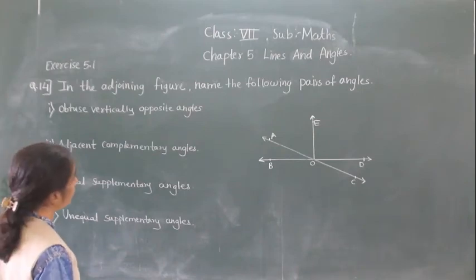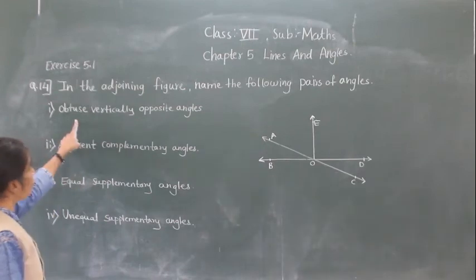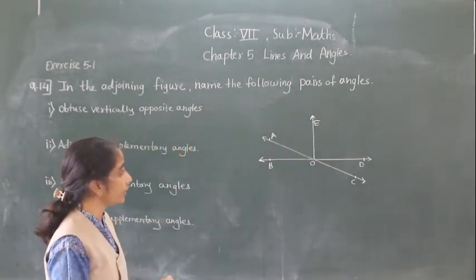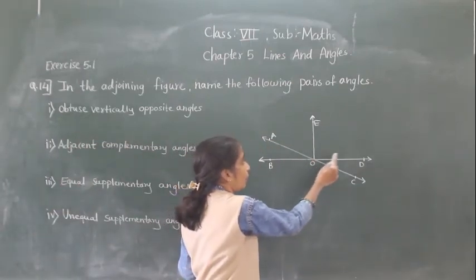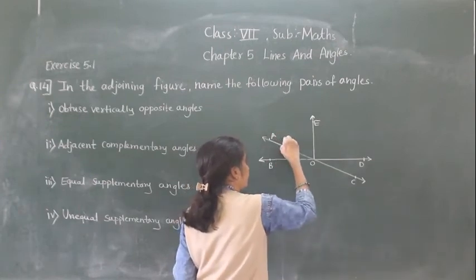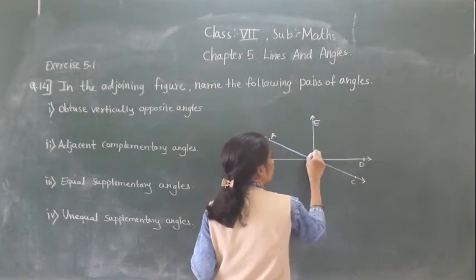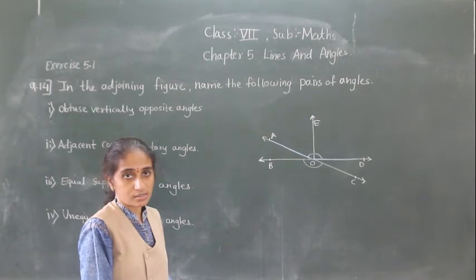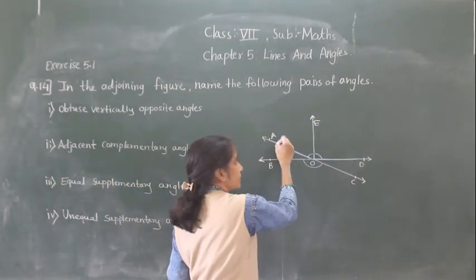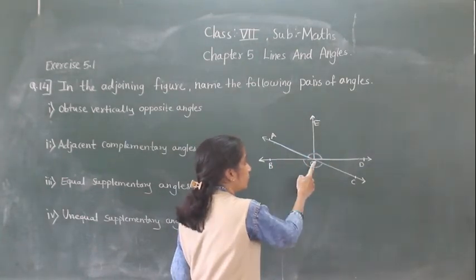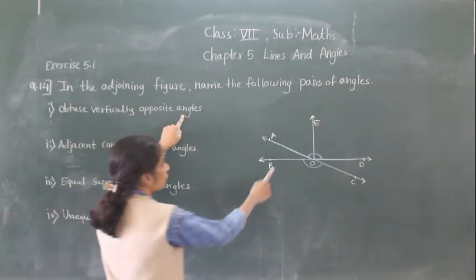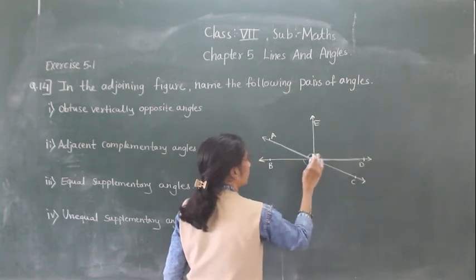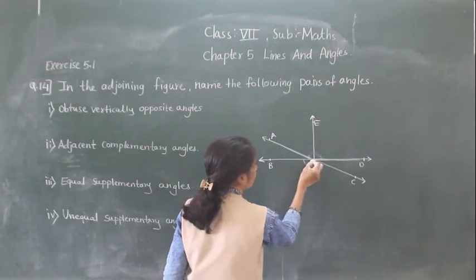In the adjoining figure, name the following pairs of angles. Obtuse vertically opposite angles. In this figure, which is the obtuse vertically opposite angle? See, this angle AOD is vertically opposite to angle BOC, so the obtuse vertically opposite angle is angle AOD.